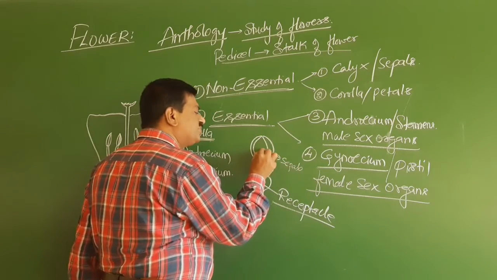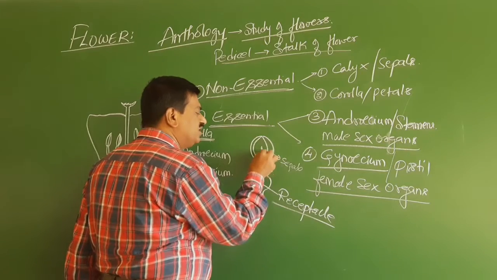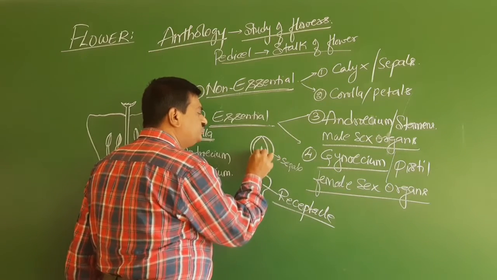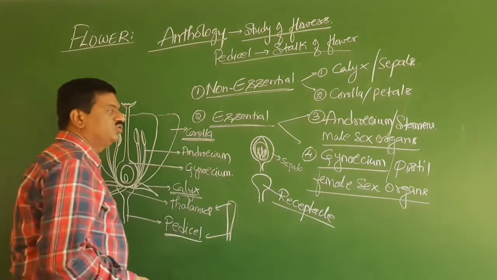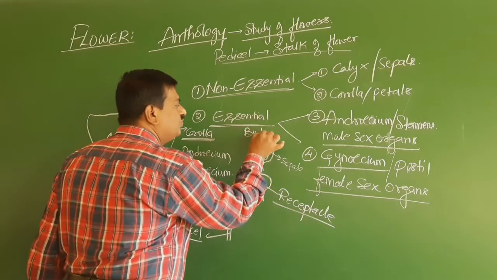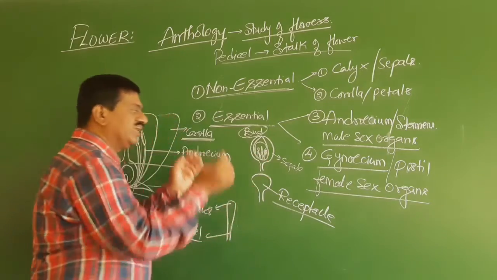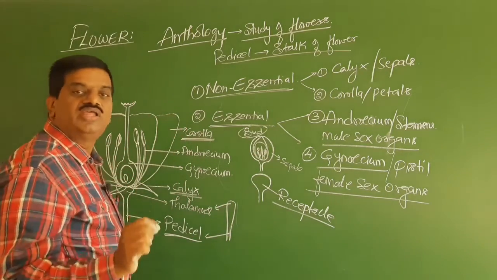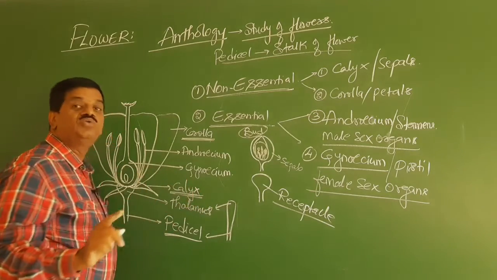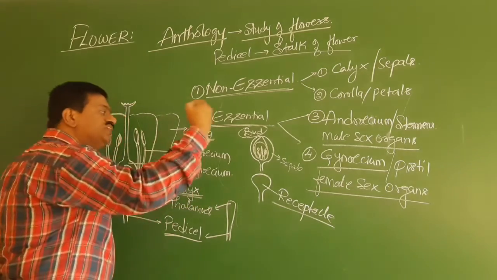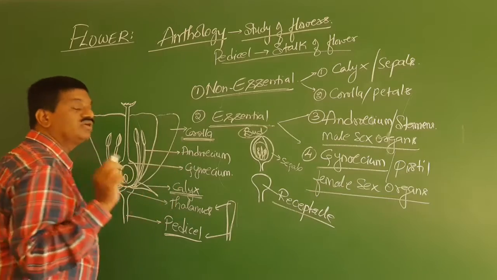Inside this there is a presence of ovary, style and stigma. There is a presence of anther and petals are also present inside. So this is called a flower bud. In a flower bud, the calyx covers all the parts, essential and non-essential, and it is called the outer whorl. Next to that, there is a presence of corolla.